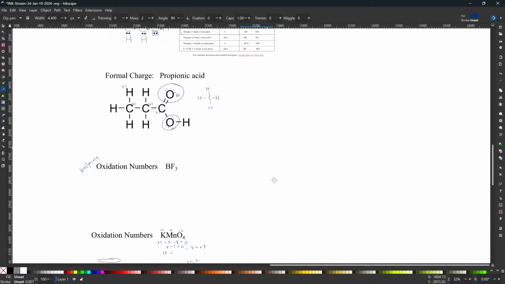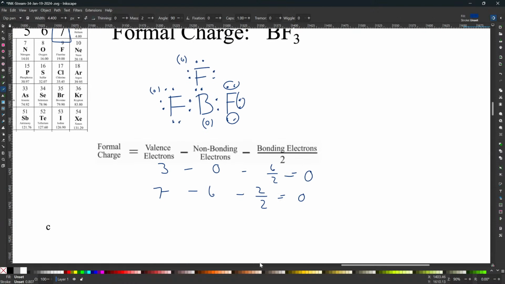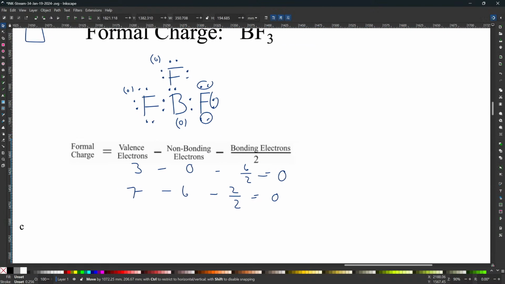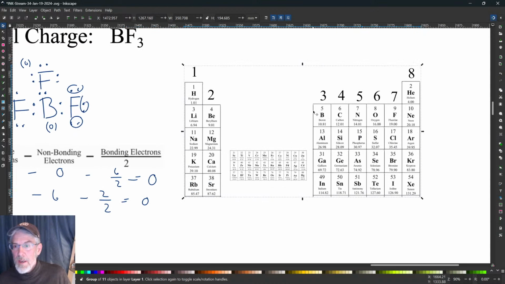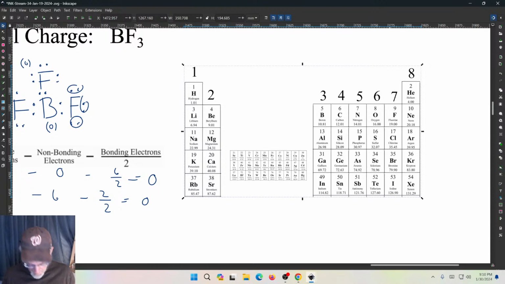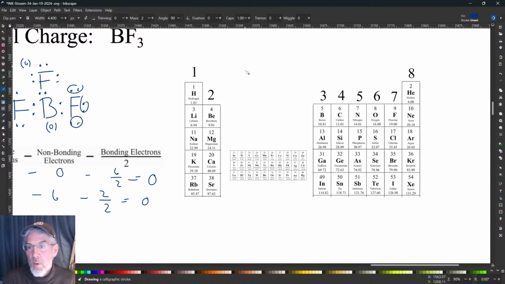Let's go back out here. Let's look at our periodic table, if we can find it. Here it is. So here's our periodic table, and here's boron right here. It has 5 valence electrons. If you write the electron configuration for boron, it's 1s2, 2s2, and then 2p1.